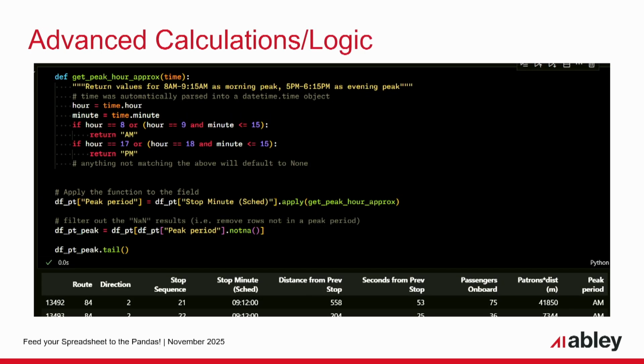Advanced calculations are also pretty simple. You can use Python functions. So here I've got something that's figuring out if it's an AM peak trip, so between 8 AM and 9:15 AM, or a PM peak trip for 5 to 6:15 PM. And yeah, you can just apply that function to your data and add it to a new column again. I'm also filtering here to remove any null values, and once again, printing out.